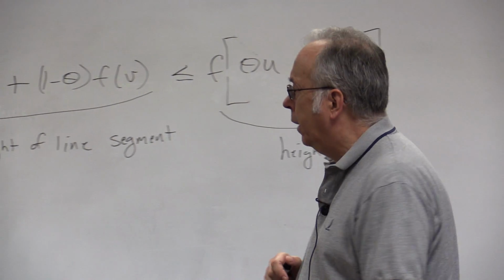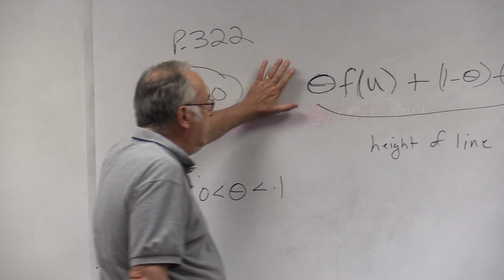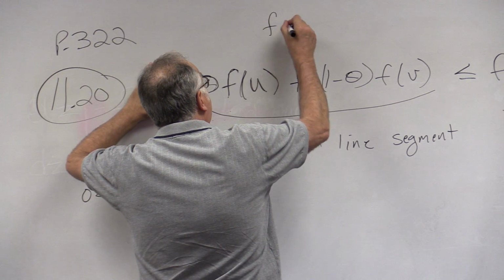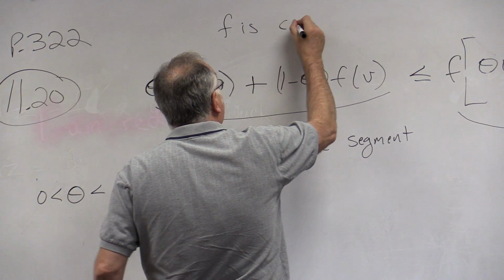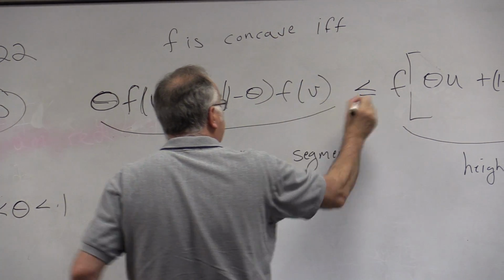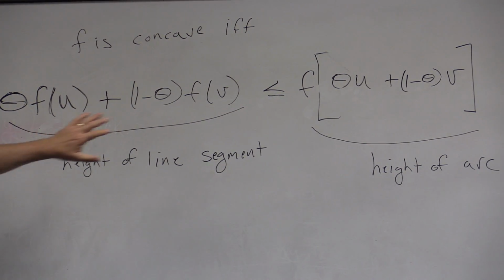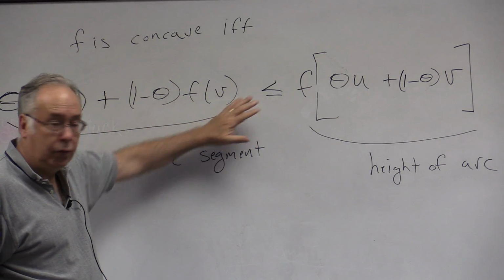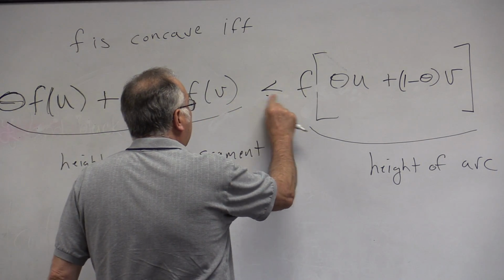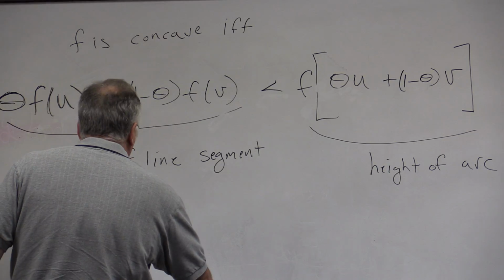Okay. All right. Now, if this holds, f is concave, if and only if this condition right here holds. If you replace this weak inequality with a strong inequality, and that holds, then you say f is strictly concave.